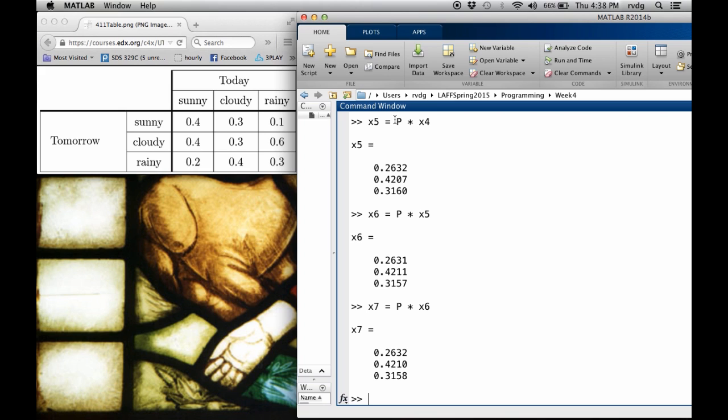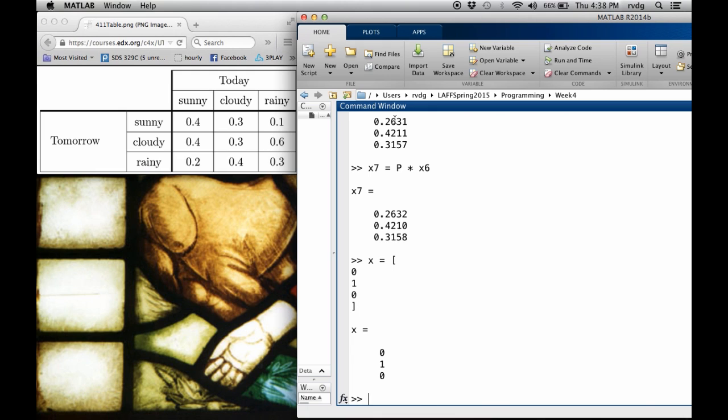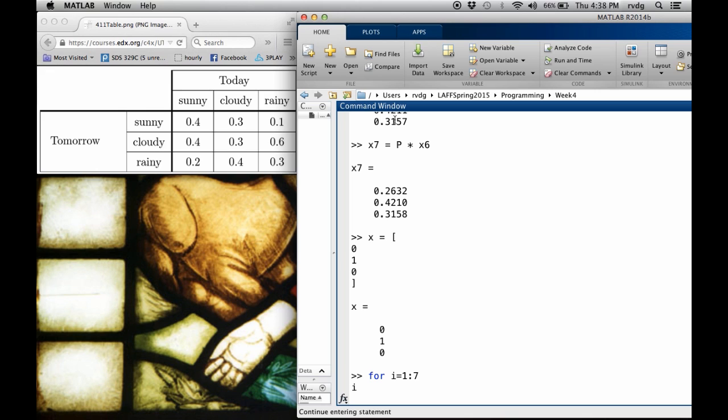Now clearly this is a little bit tiring. If we want to go to the weather 3 weeks from now, we would have to do an awful lot of typing. So this is where we may want to write a little loop. So we may want to say that x is equal to 0, 1, 0. Today is cloudy. And we may then want to say for I equals 1 through 7, print out what I is. That tells us what day we're talking about. And then what the weather is like on that day, and we can simply overwrite the vector x with the prediction for day I.